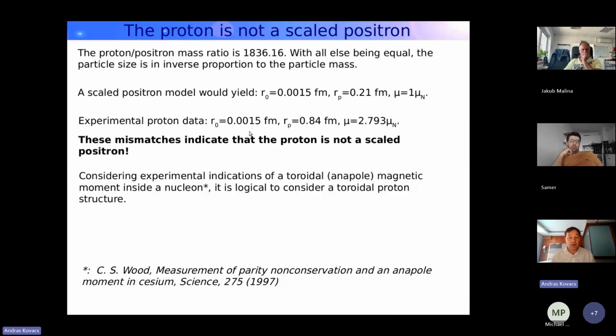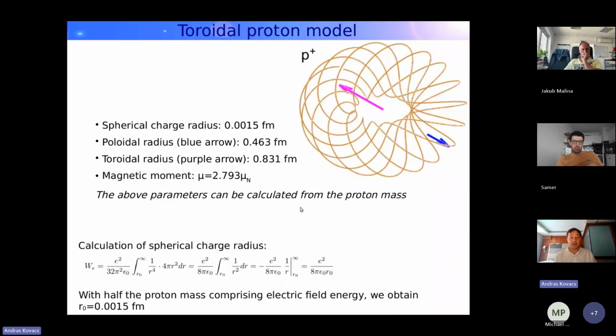Okay, so what is then the minimum change we have to do from the positron model? Well, we look at the experimental data to get inspiration, and the article which inspired us is this one that I highlighted, the measurement of an anapole moment in cesium. The anapole moment is another word for toroidal magnetic moment. So if a nucleon has a toroidal magnetic moment, then maybe its Zitterbewegung topology is actually toroidal. And this is the model we have been working with.